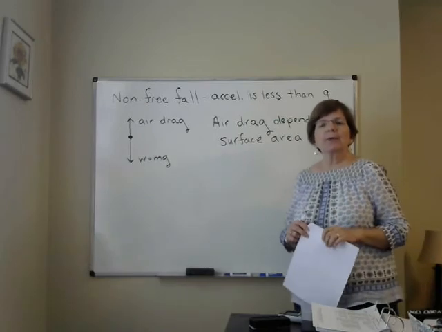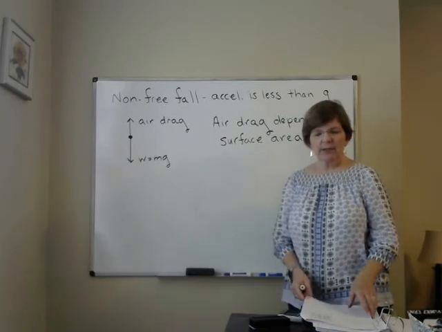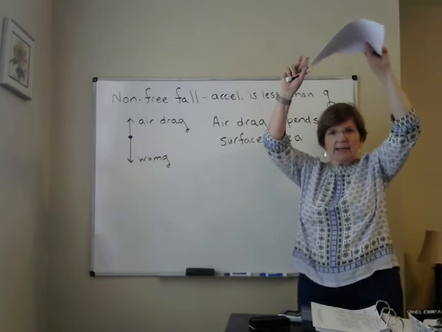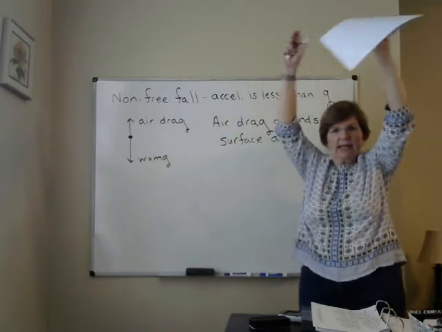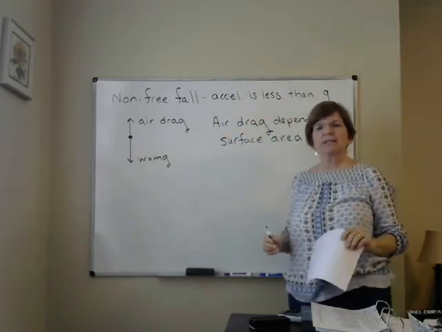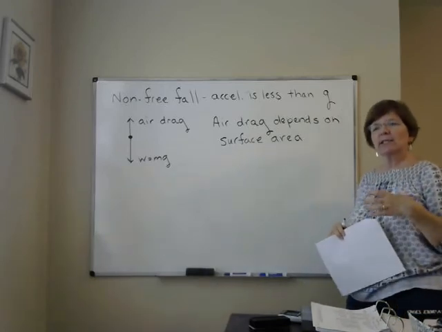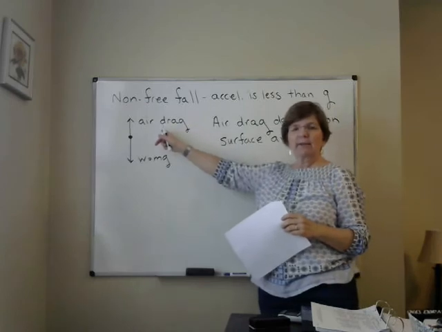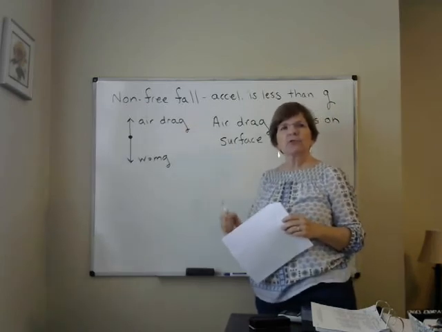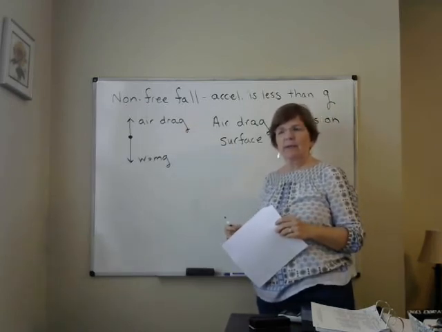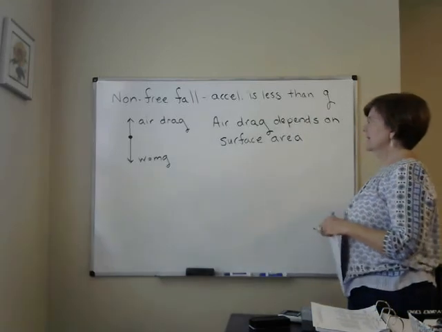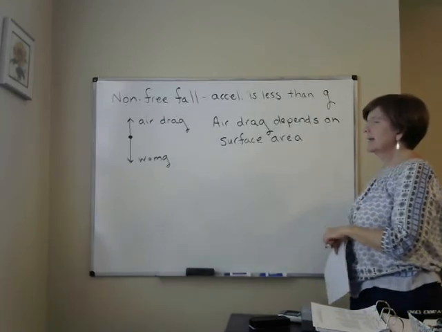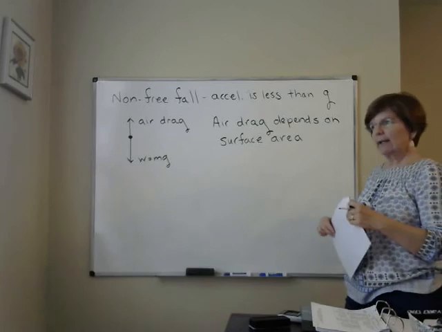The whole principle of a parachute is that you get this great big area over your head. You greatly increase your surface area, and by greatly increasing your surface area, you increase this air drag. And that slows you down. Okay? The other thing that affects air drag is how fast you're falling.